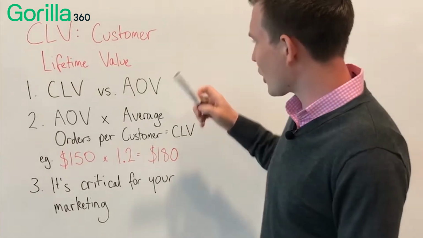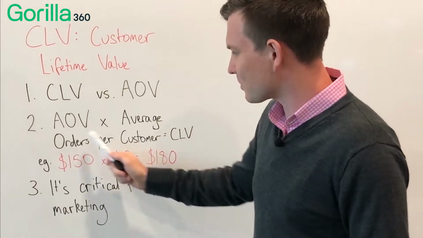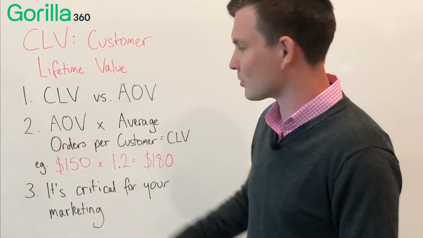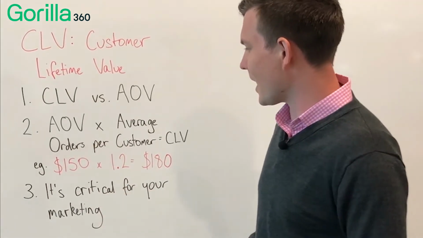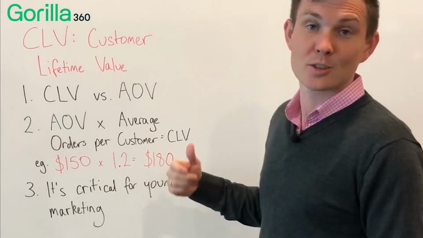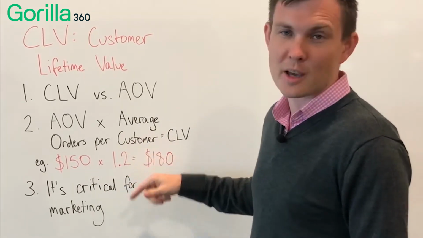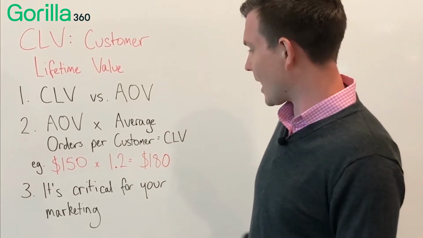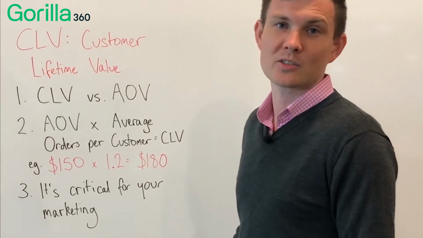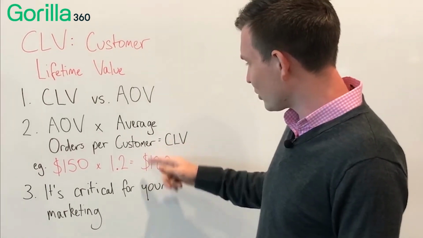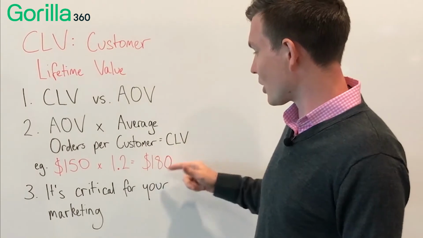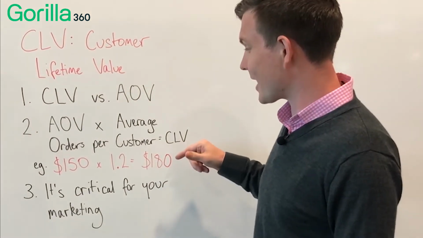Now, if we were just totally focused on the average order value, we'd just be thinking, okay, every time we get a new customer or a new sale through, it's worth $150. But if we've paid to acquire that customer and we know that, on average, they buy 1.2 times, so 20% of them are purchasing again, the real return from acquiring a new customer is $180.